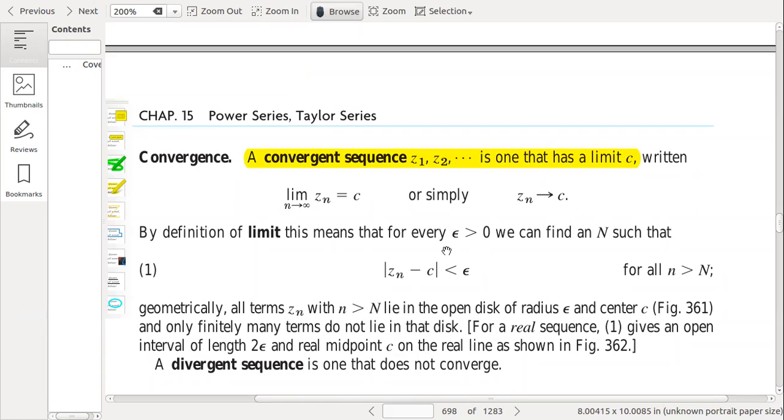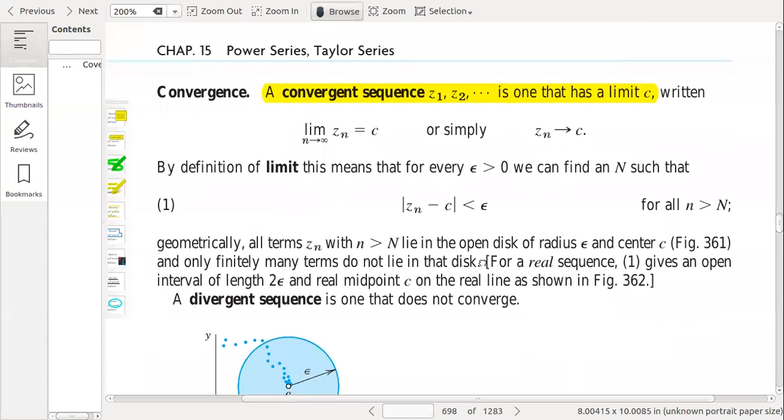So by definition of limit, this means that for every epsilon greater than 0, we can find an N such that the absolute value of Zn minus C is less than epsilon.